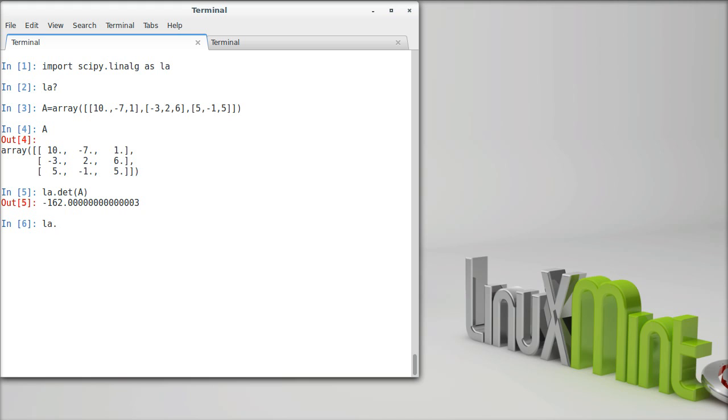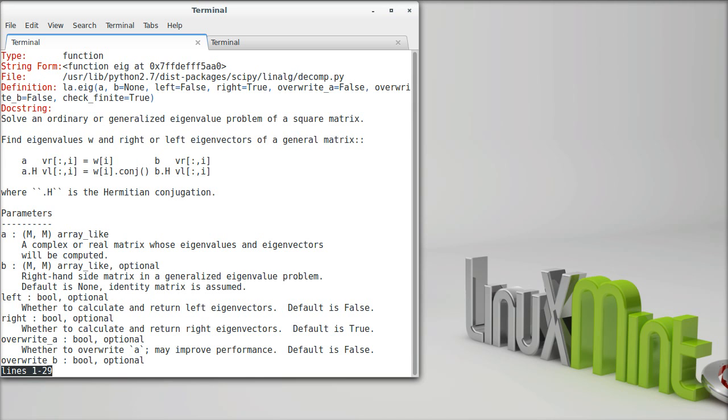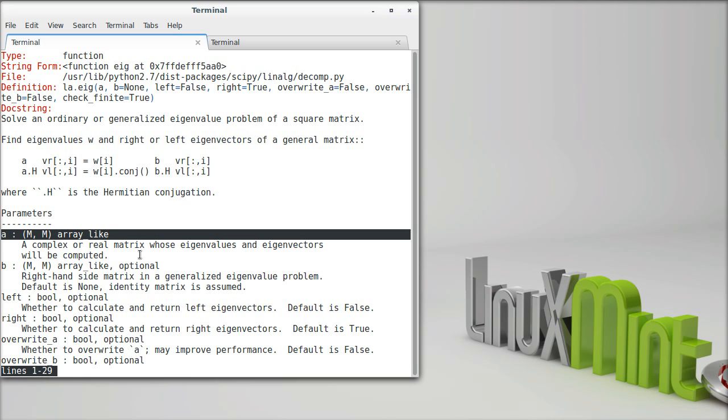However, here we're interested in eigenvalues and eigenvectors for this matrix, and that's what eig does for us. So let's look and see what eig does. Well, it has a lot of options. There's only one that's required, A. This A is a square matrix, m by m. It can be complex or real. And this is the thing for which we want to calculate the eigenvalues and eigenvectors. All the rest of this stuff is extra things that we don't need to worry too much about.